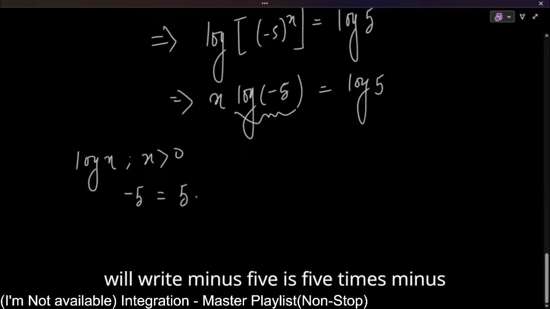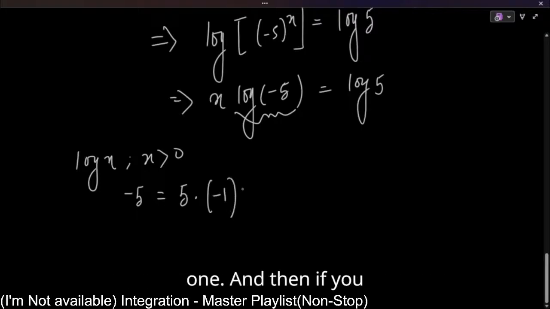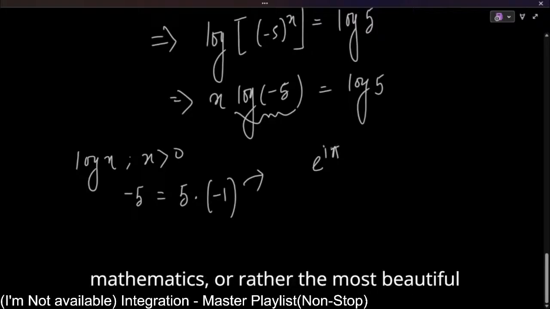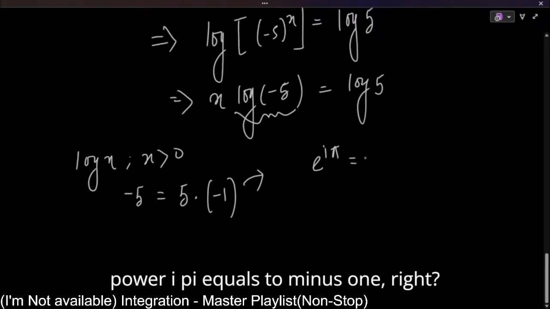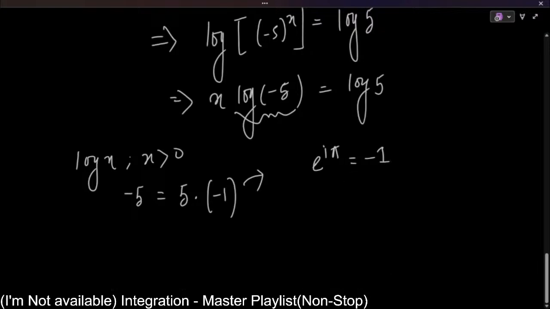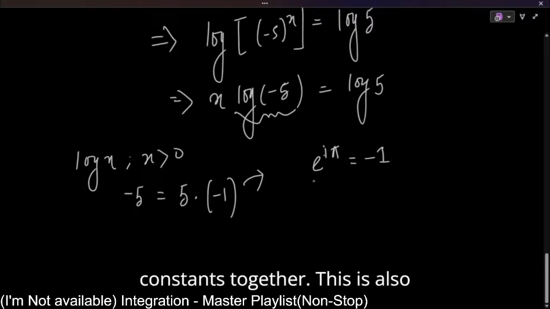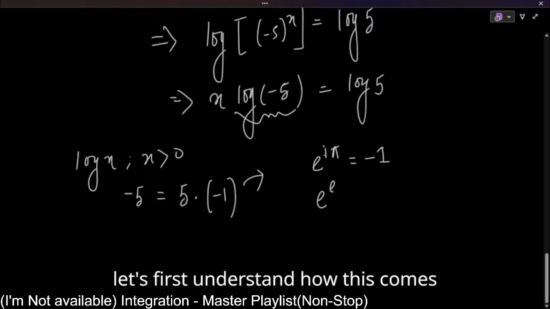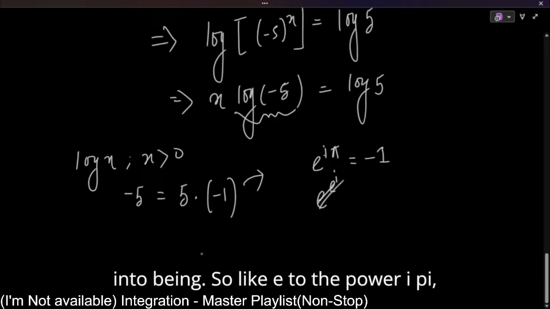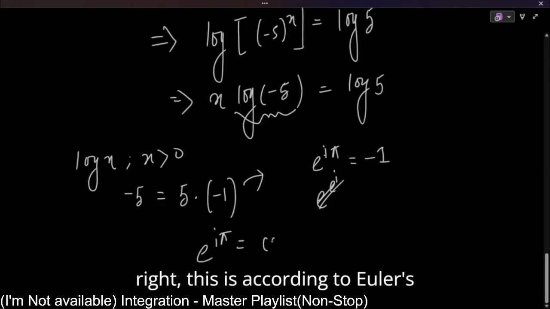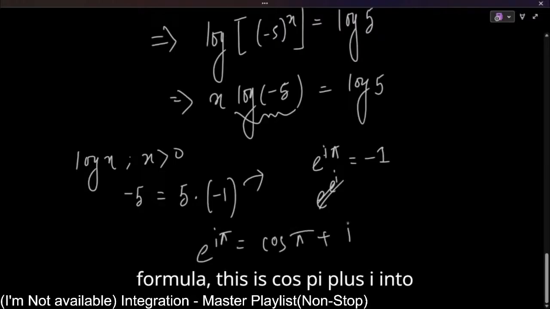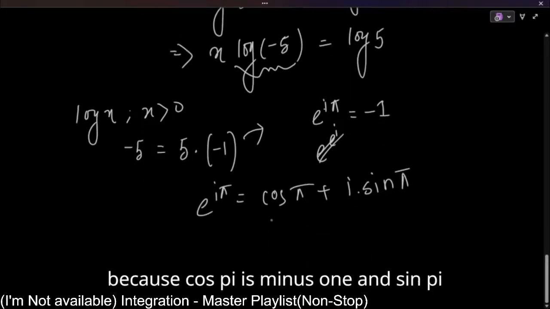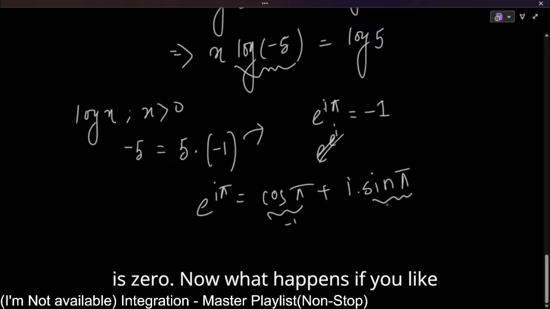So first of all, we will write -5 as 5 times -1. And then, if you remember the most important equation in mathematics, or rather the most beautiful equation in mathematics, it was e to the power i pi equals -1, right? It really connects all four important constants together. This is also true for any odd multiple of pi. So let's first understand how this comes into being. e to the power i pi, according to Euler's formula, is cos pi plus i into sine pi. And that is what basically brings about the -1, because cos pi is -1 and sine pi is 0.